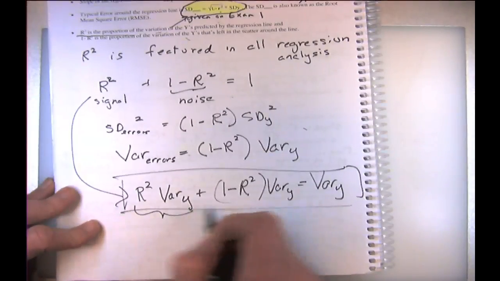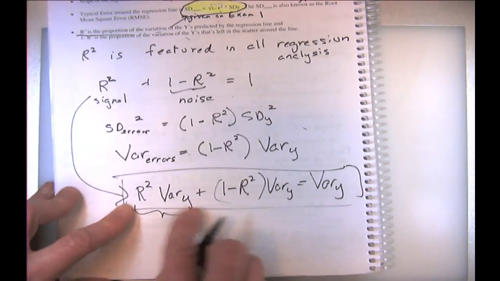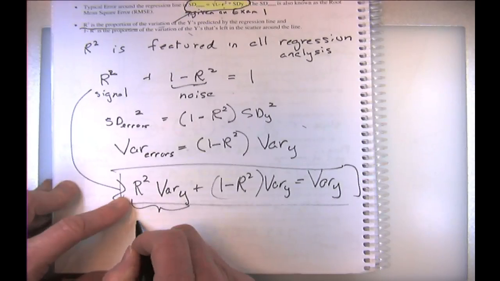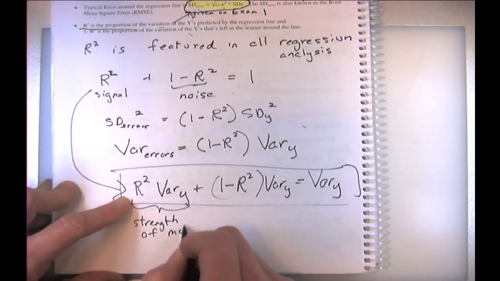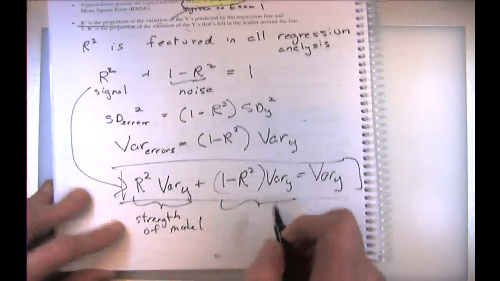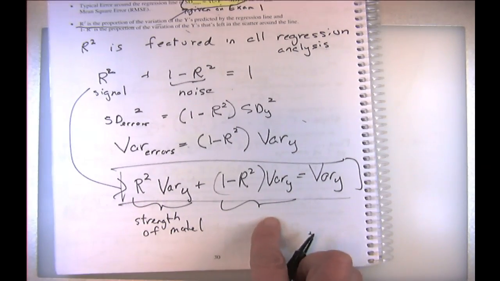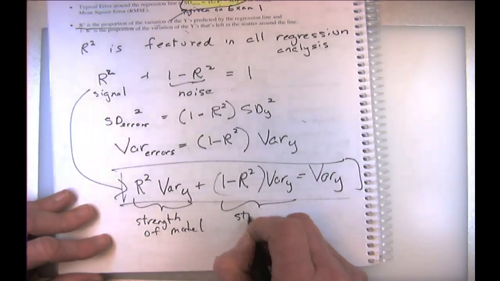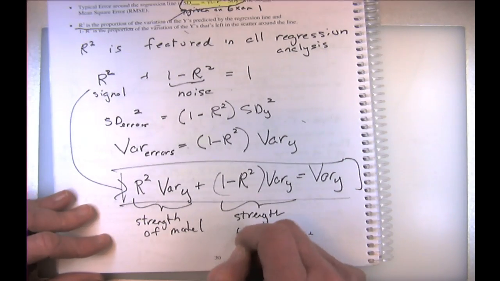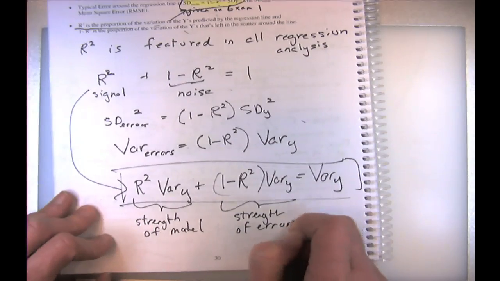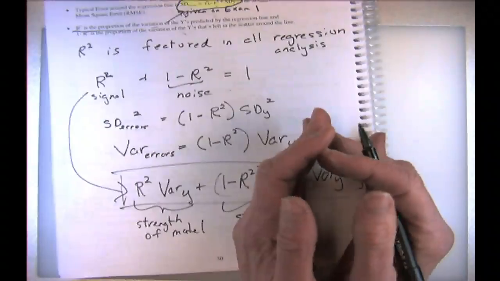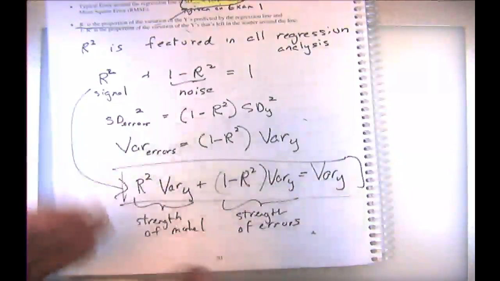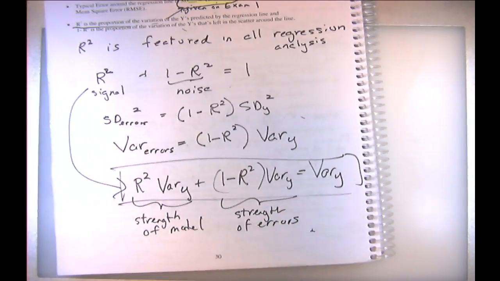And so basically, you break up your variability of all your y's, whatever you're trying to predict, into two parts. And this part, r squared, is this proportion of it. This is just the strength of your model. This is the part your model's predicting. And this part is the part your model's not predicting. This is just the noise. So this is the strength of the errors. Okay? And breaking it up into two parts like this, partitioning your variance into two parts, your signal and your noise, is what's called analysis of variance.